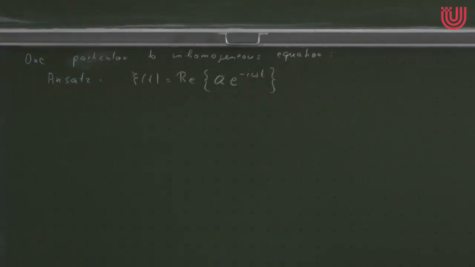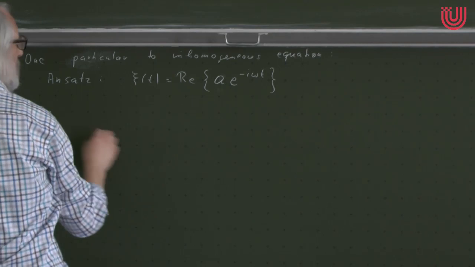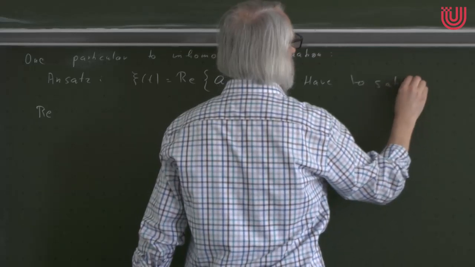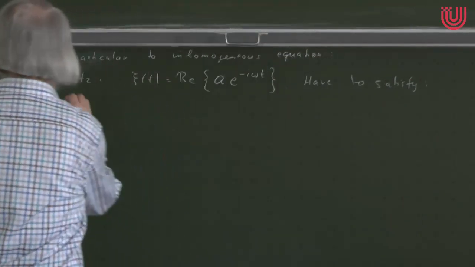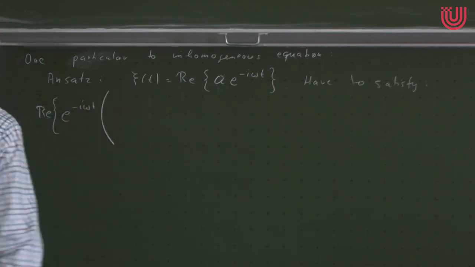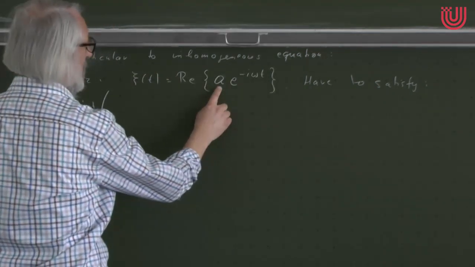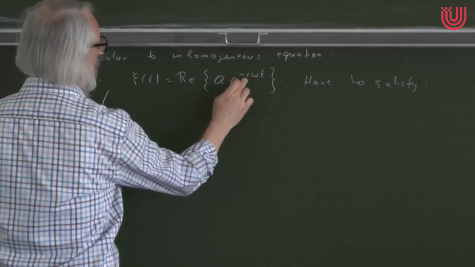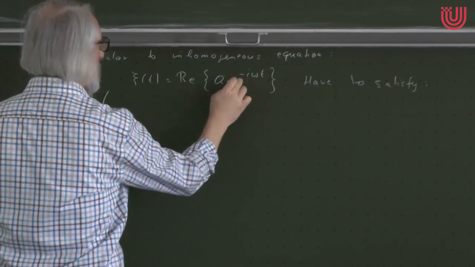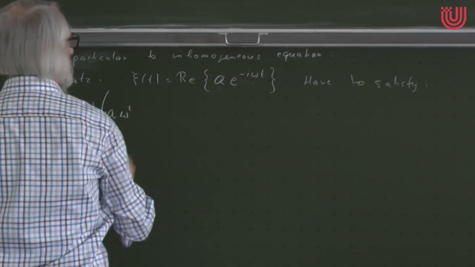So I plug this into the differential equation. Then I get the second derivative. We have to satisfy the following equation. Real part. Everything contains e to the minus i omega t. Let's see what we get. The second derivative of psi gives A times, one derivative gives minus i omega, second derivative gives minus times minus is plus, i times i is minus omega squared.